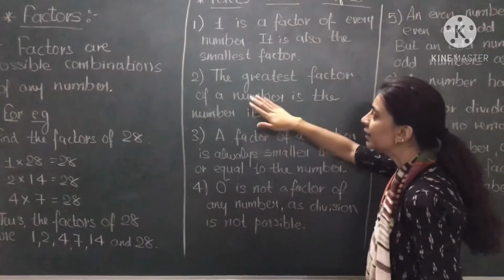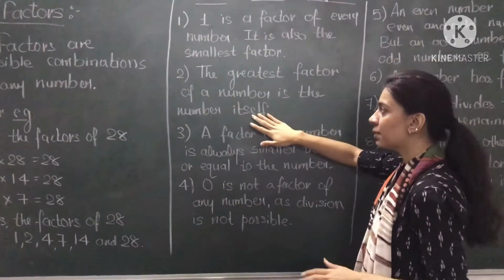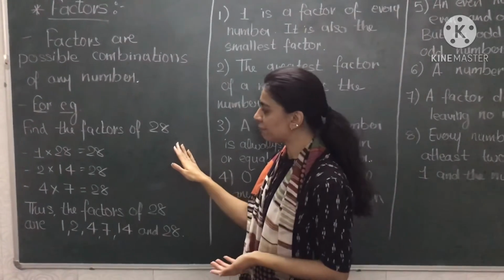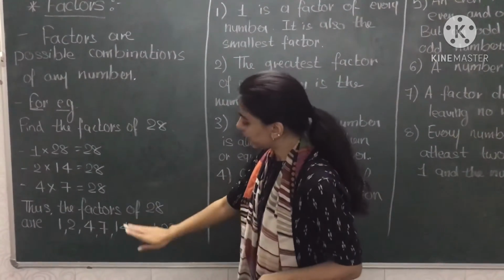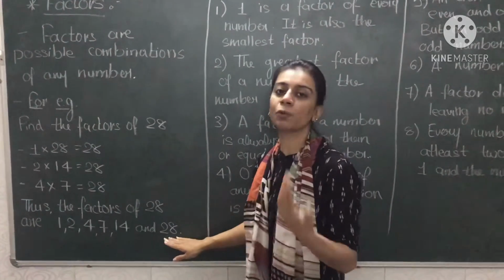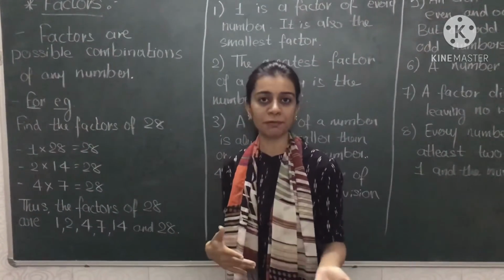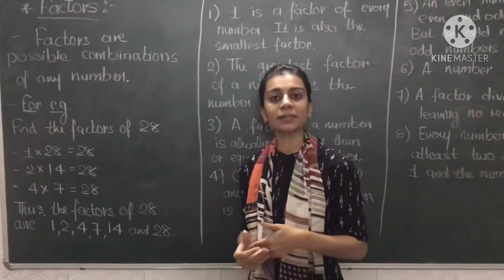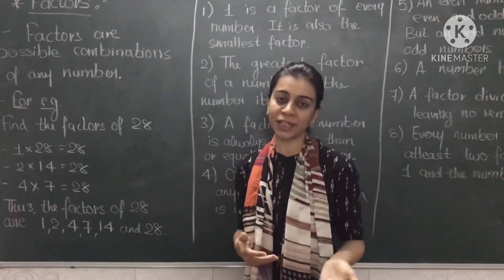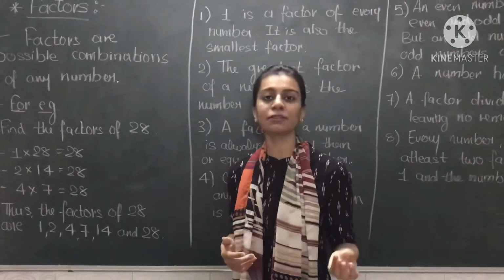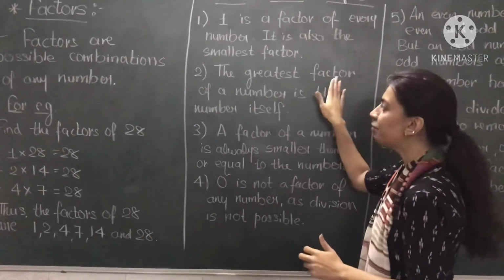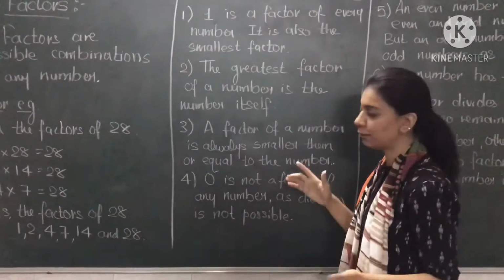Also, you can see that the greatest factor of a number is the number itself. For example, here in the example we have taken 28. The greatest factor we found is 28 itself. So if you take any number instead, for example 54, then in the factors of 54 the greatest factor would be 54, the number itself. For example, you take number 17. So the greatest factor of number 17 would be 17. So the greatest factor of a number is the number itself.